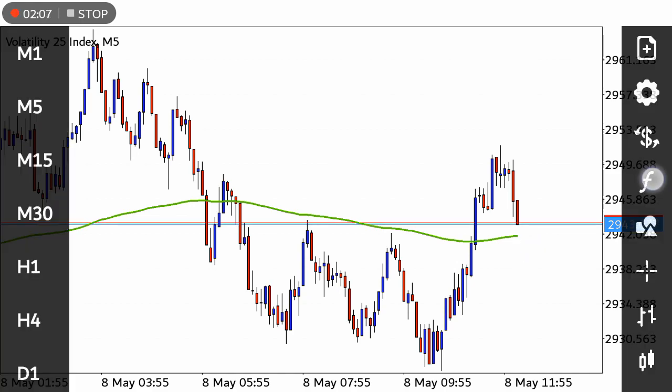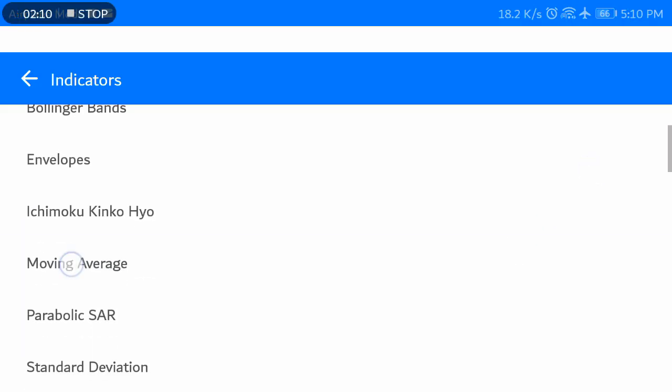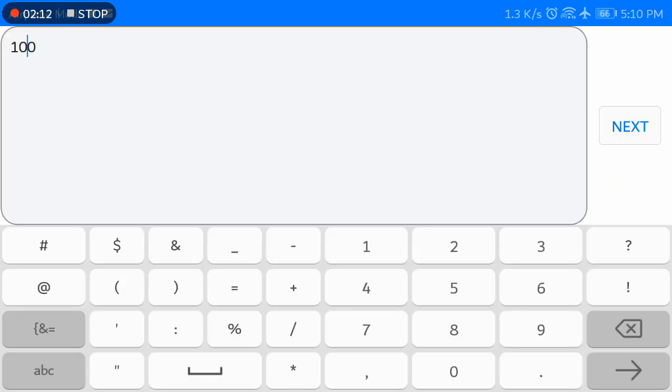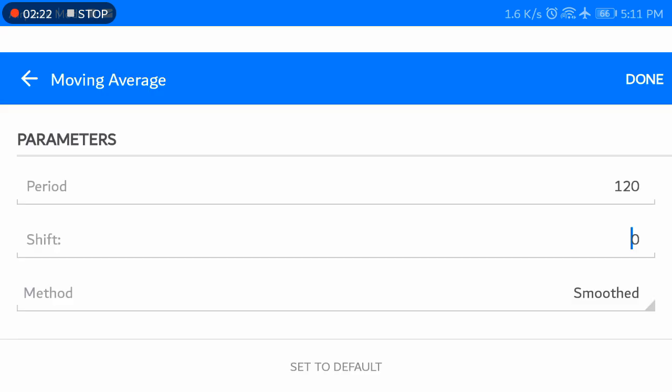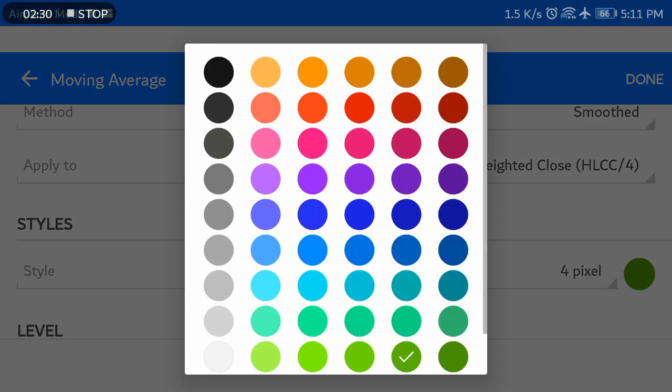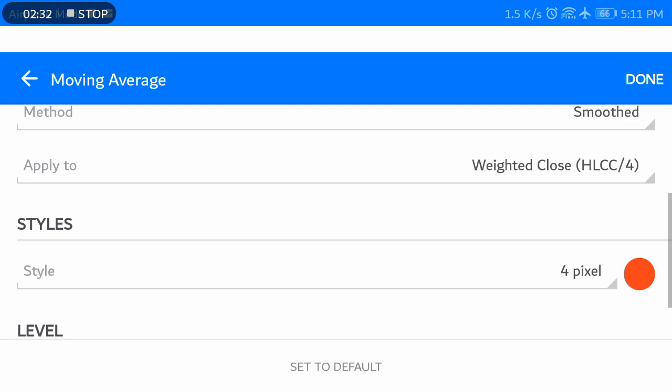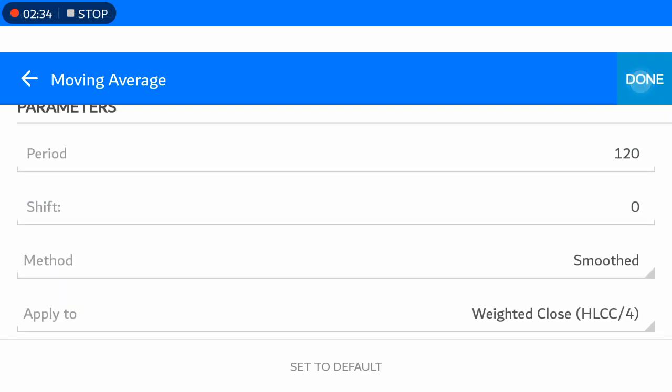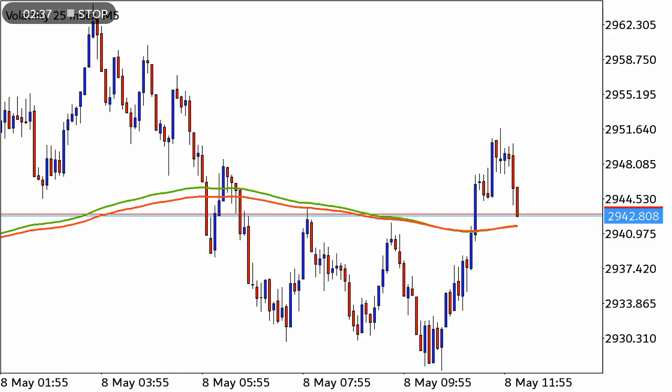So let's go back to the trend section, click on moving average, and go for another moving average. This will be the 120 period. Let's change the period, click on next and done. There is no shift. Apply the same method. Simply choose a color; I will choose this one. Click on done. Look here, two moving averages are set up, and we need to set up two more.